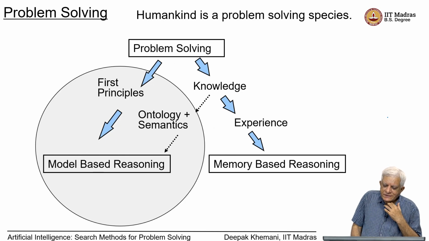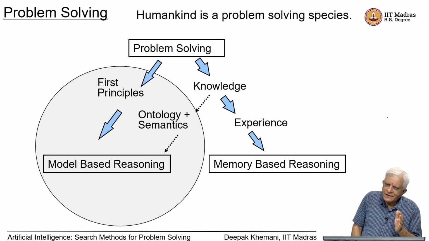So, humankind is a problem solving species, and essentially we adopt two approaches to problem solving. On the left, you can see in this shaded circle the kind of problem solving that we want to study in this course, which is sometimes called model based reasoning, because you have a model of the world and you are reasoning on top of that. But what distinguishes it is that this is reasoning by first principles, and by first principles we essentially mean trial and error approaches or search approaches. We just try out everything and see what works and what does not work.